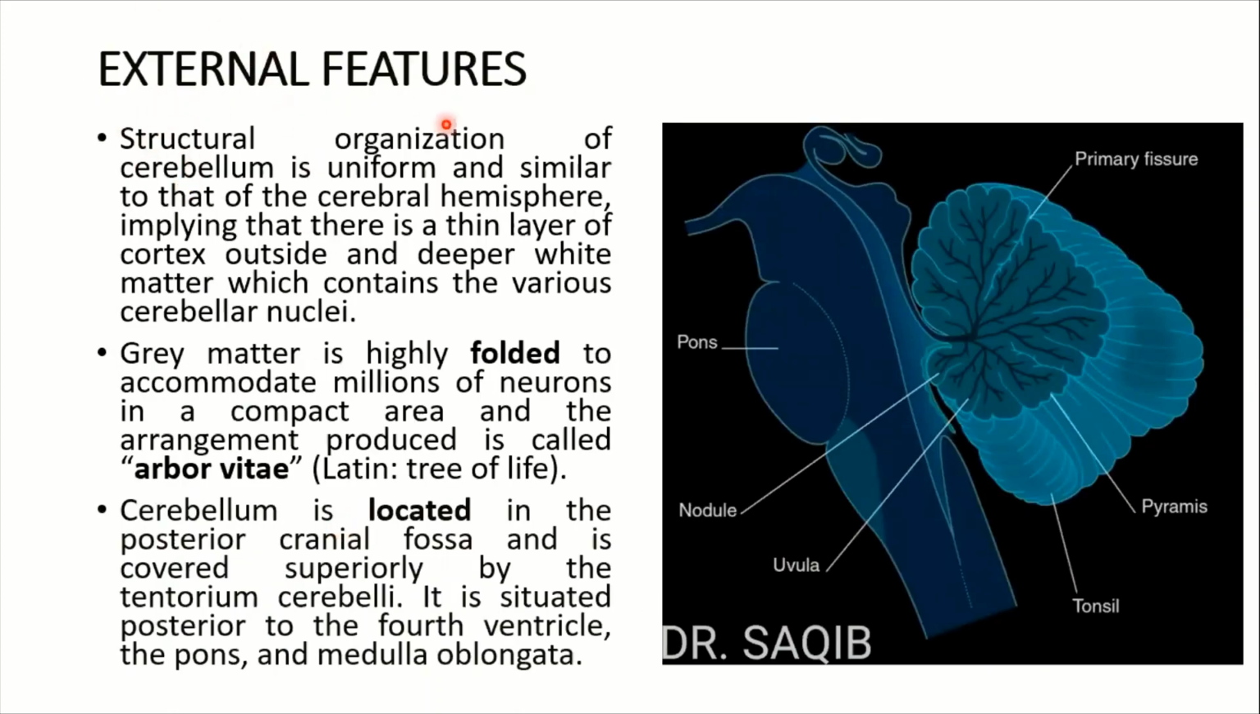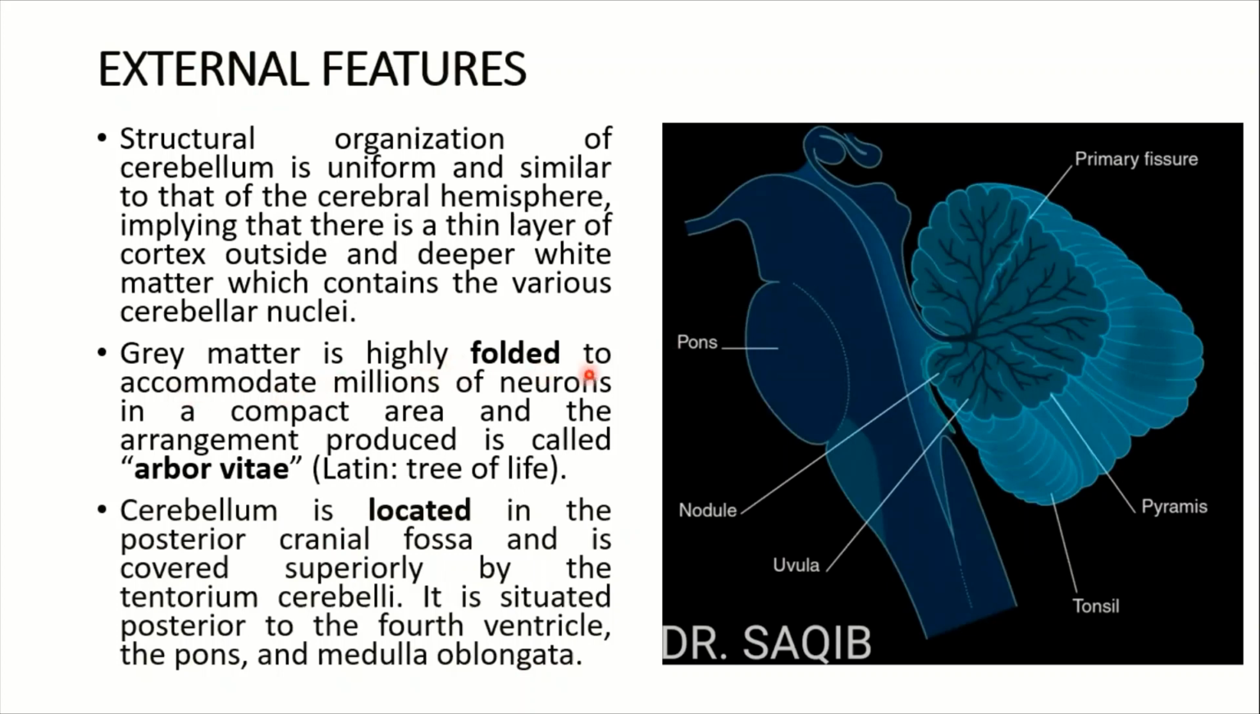So in the external features, the structural organization of the cerebellum is uniform and similar to that of the cerebral hemisphere, right? What does that mean? It means that there is a thin layer of cortex outside and a deeper white matter which contains the various cerebellar nuclei, right? So this is the outer cortex. This structure is a cerebellum, right over here. Here you see the outer cortex, and inner is the white matter, and here are present the four deep nuclei buried in the white matter.